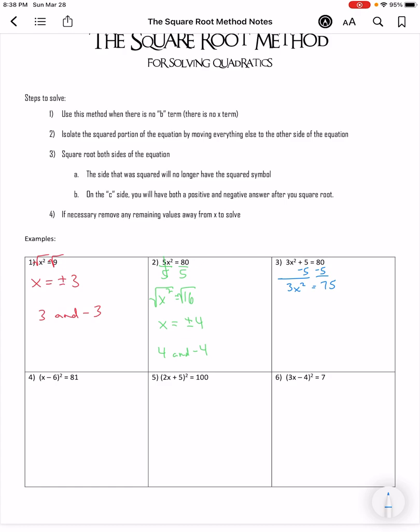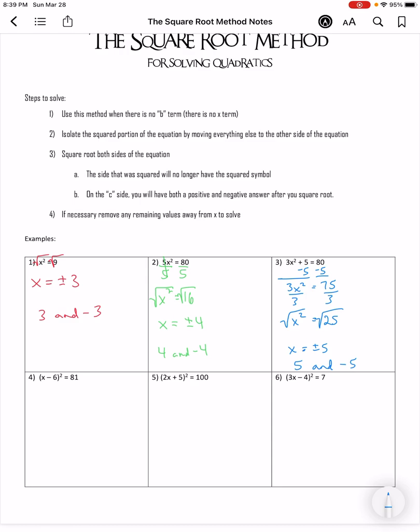All right, and then my second step, again, is I'm still working on isolating what's squared. Again, x is the only thing squared, so my next step is to divide by 3. So in this case, x squared equals 25. Now I'm to the point where the squared value is on one side, and the constant is on the other side. So I'm going to square root both sides. Again, the square root of x squared is x, and the square root of 25 is plus or minus 5. So my solutions are 5 and negative 5.